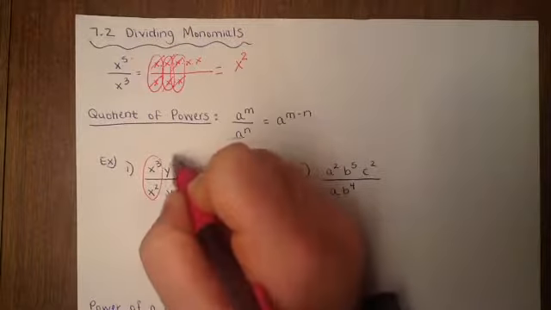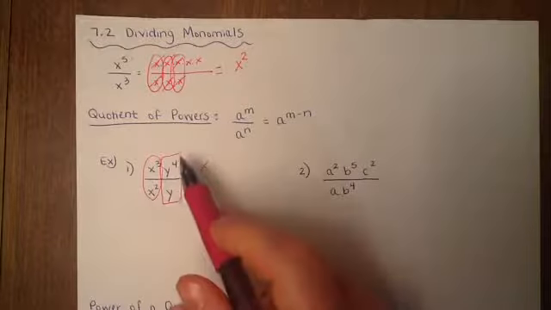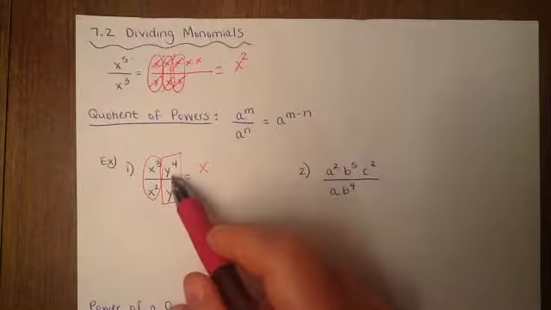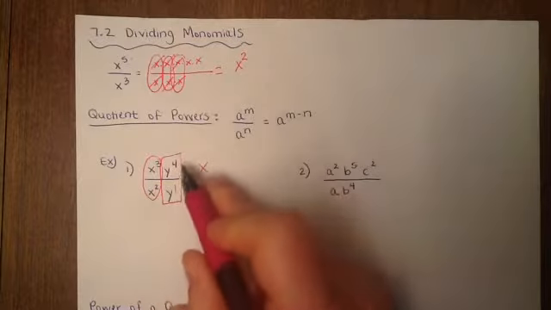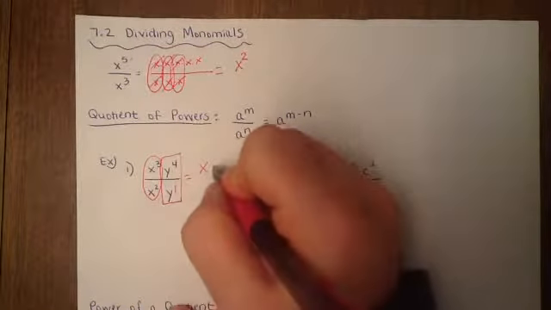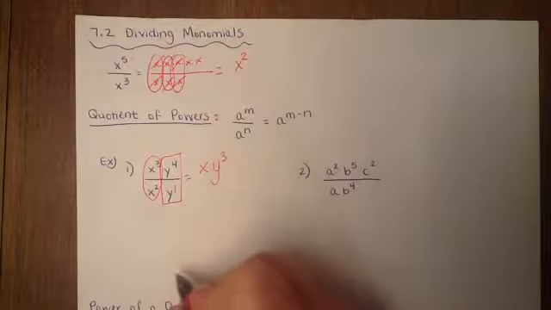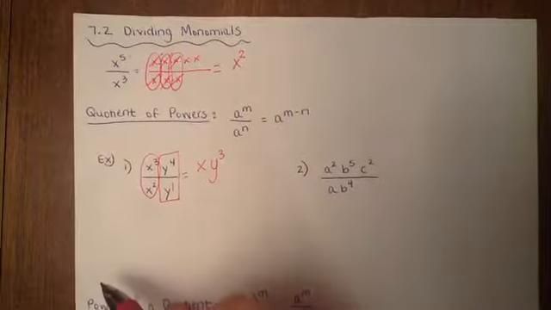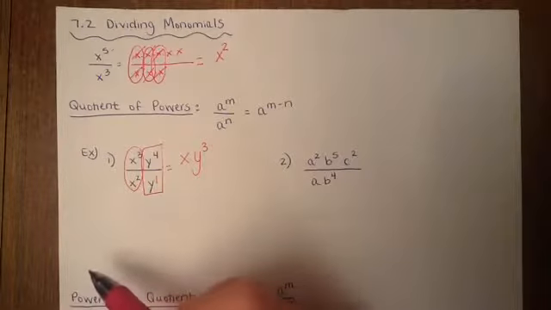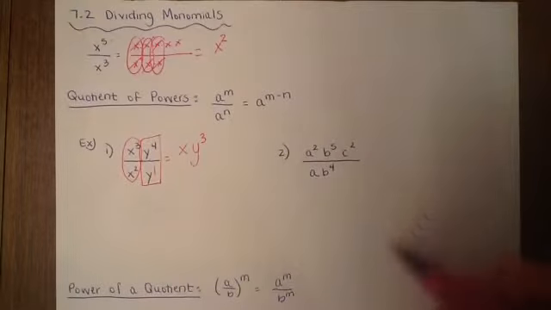What about my y's? Y to the fourth over y. Do I have more y's on top or bottom? On top. After I cancel or subtract my exponents, 4 minus 1 is 3. Y cubed will be on top because I had more exponents on top. Go ahead and try this next one on your own. Let's see how you did.